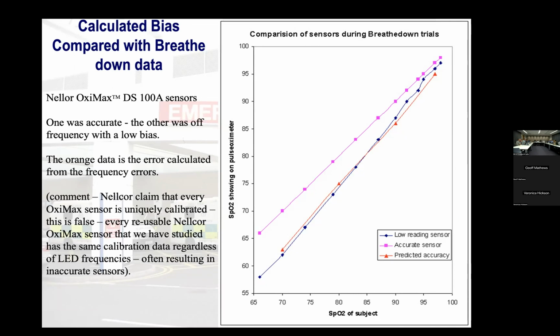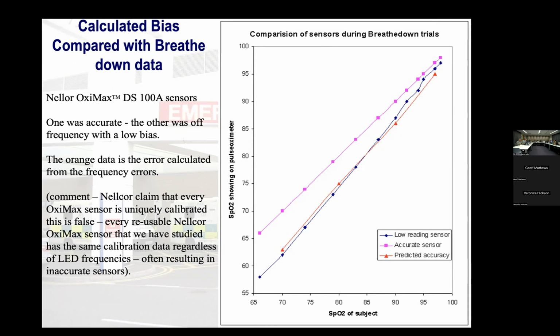But a comment here, and it's very important. Nellcor claimed that every Oximax sensor is uniquely calibrated. This is false. Every reusable Nellcor Oximax sensor that we have studied has the same calibration data, regardless of the LED frequencies, often resulting in inaccurate sensors. If this sort of thing is not fixed, anything we do to try and resolve the melanin bias is going to be swamped by this sort of practice.